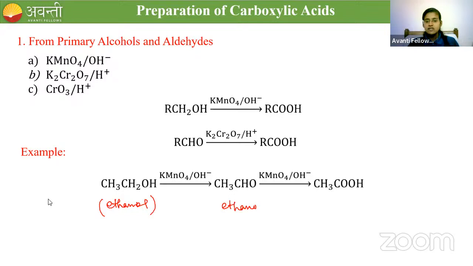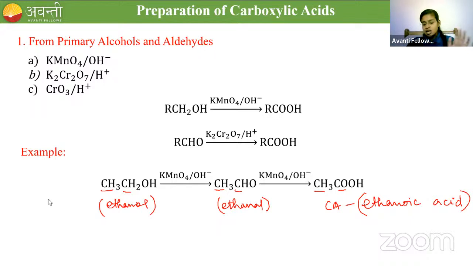Ethanol on oxidation will give ethanal. This is not ethanol, it is ethanal, an aldehyde. So a 2 carbon alcohol will produce a 2 carbon aldehyde. Then if you still oxidize it, you will get a 2 carbon carboxylic acid, called ethanoic acid. So this is how we prepare the carboxylic acid from alcohols and aldehydes.